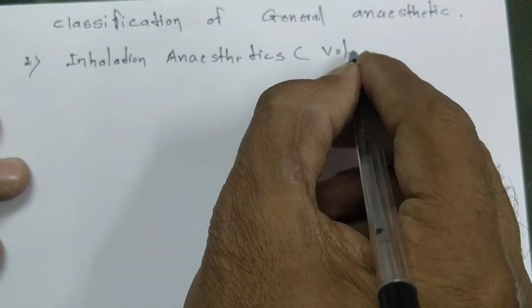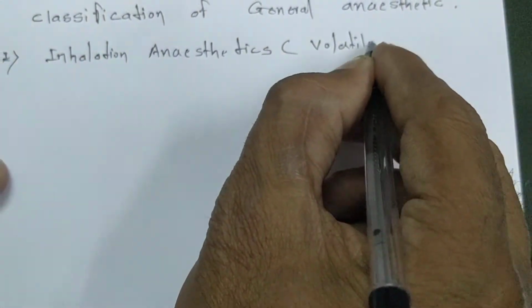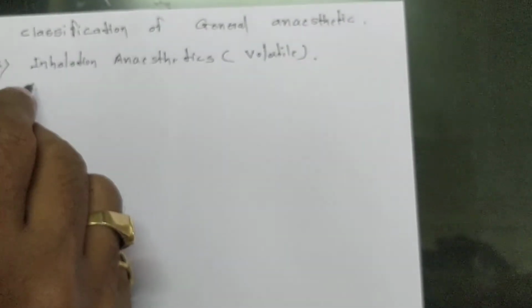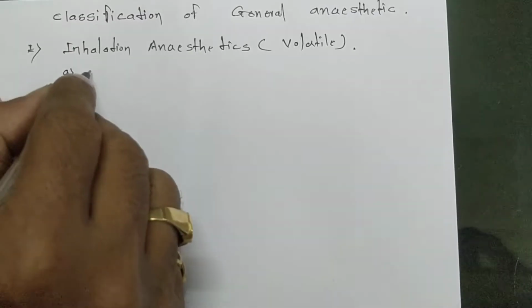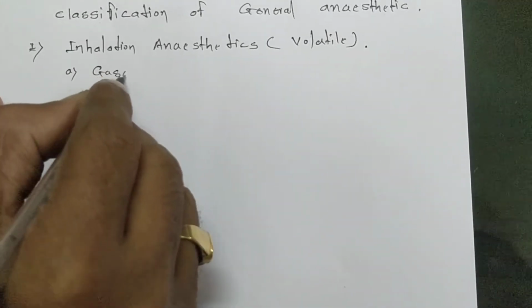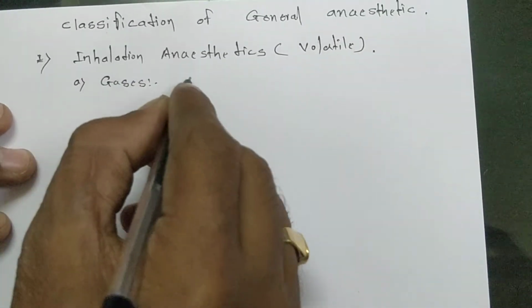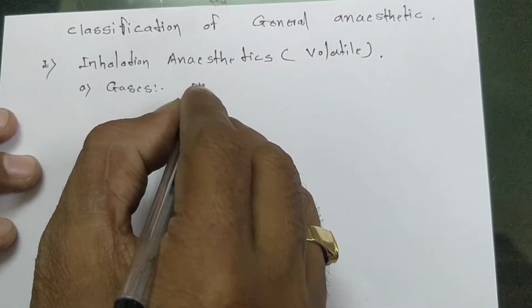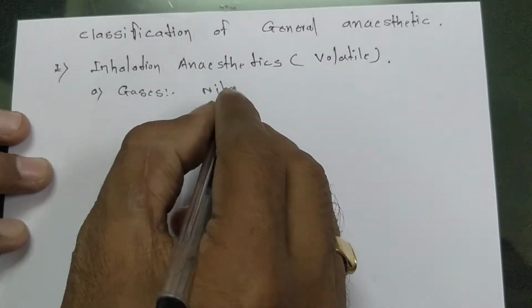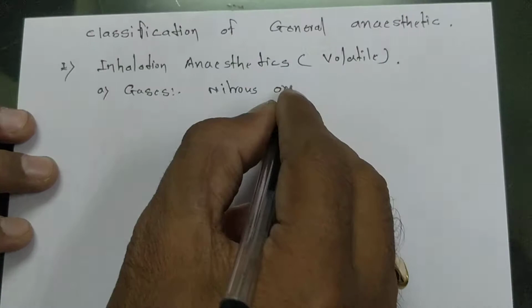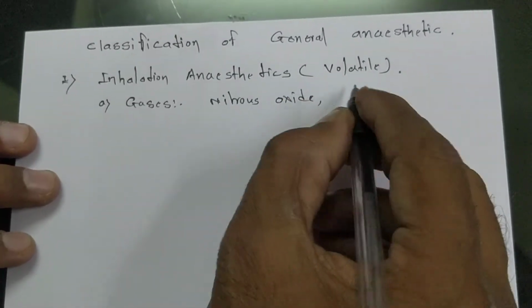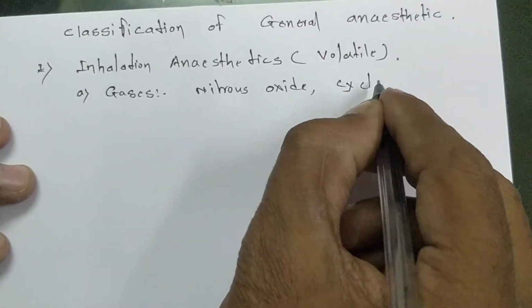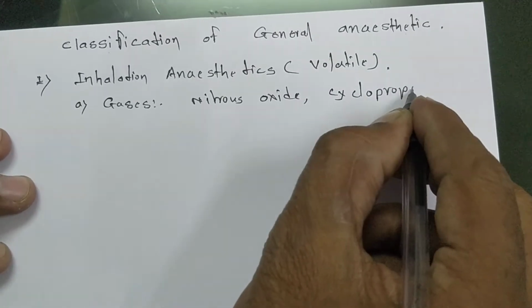Generally known as volatile anesthesia. Inhalation is again divided into subclasses. First, gaseous anesthetics. They are used in gaseous form. A very common example is nitrous oxide, also known as laughing gas. Another example, cyclopropane.